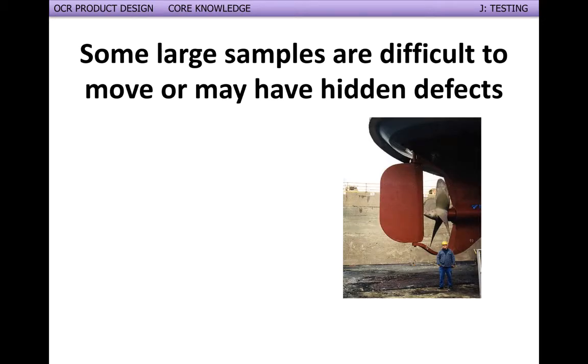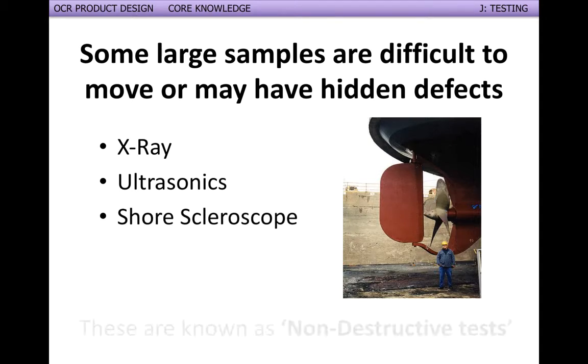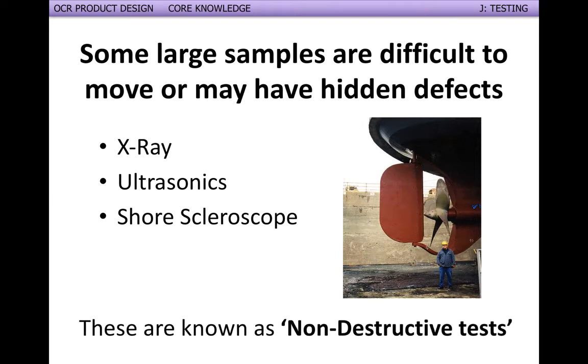However, some materials or some products you cannot test in this way. They may have hidden things inside that you can't tell are wrong until you've actually finished the product. To do that, you might use things called X-rays, you might use ultrasonics, you might even use a device called a scleroscope, which we'll look at later. But these are all what we call non-destructive tests. These tests do not damage the material or the product in any way.